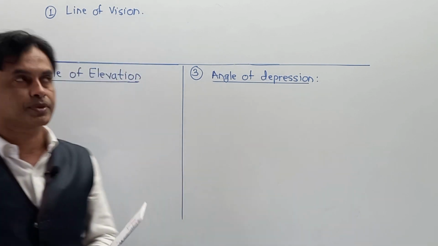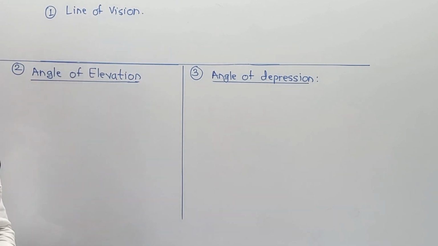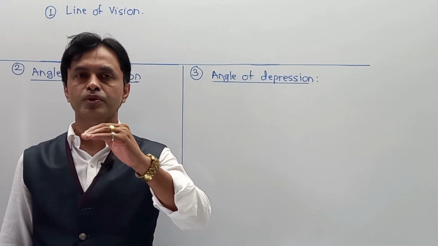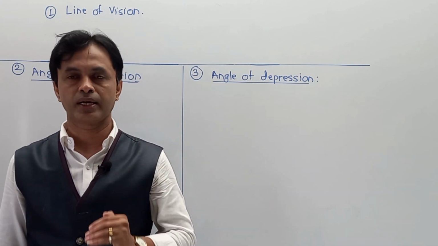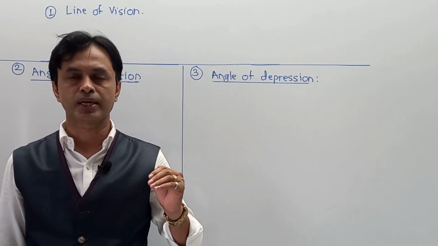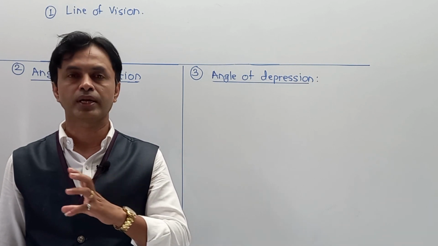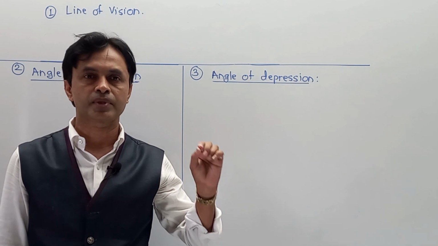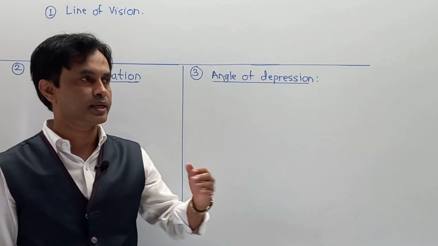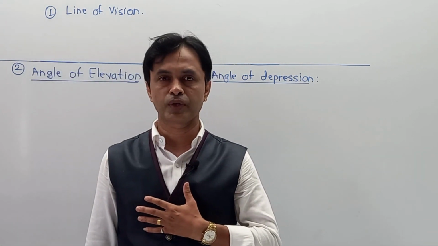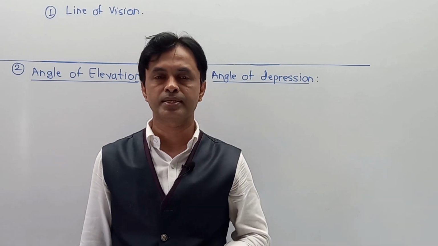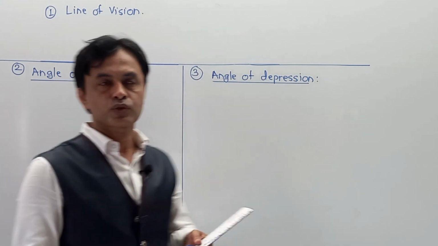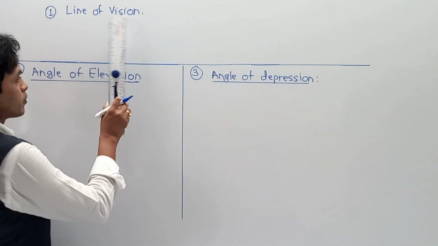Among them, the first concept is called line of vision. Line of vision means what? Generally, any person is going to observe anything in a straight line. I repeat, any person is going to observe any object or any person, any building, any hill station, anything, by straight eyesight. Means if I am standing in front of your camera and observing the camera lens, then naturally my observation is in a straight direction. So here the concept is called line of vision.